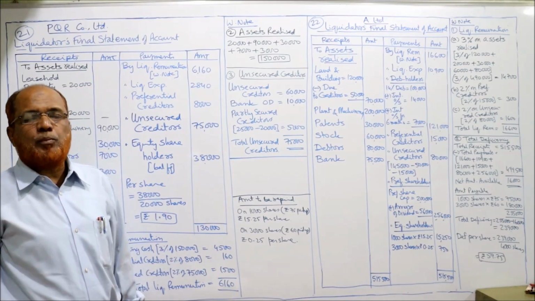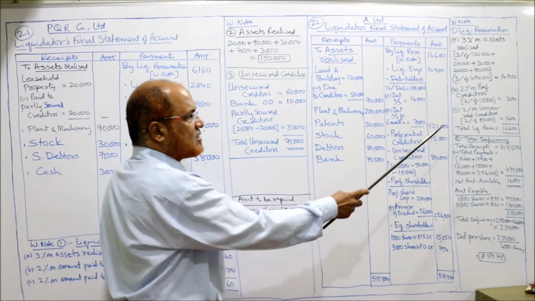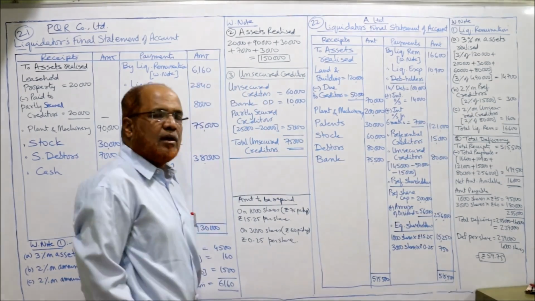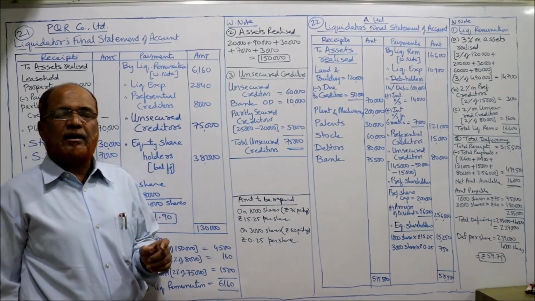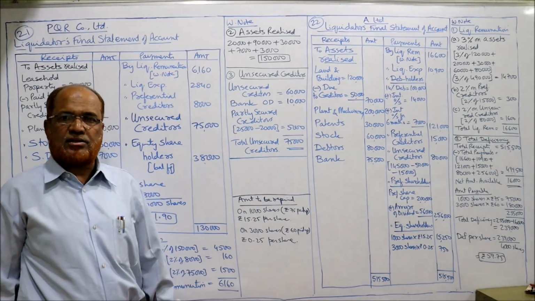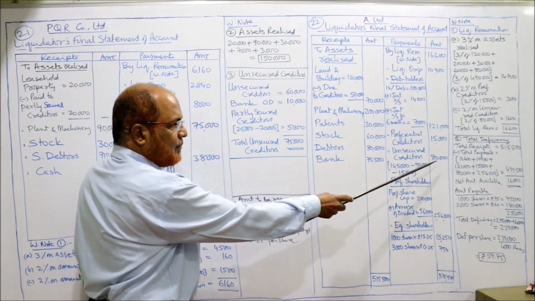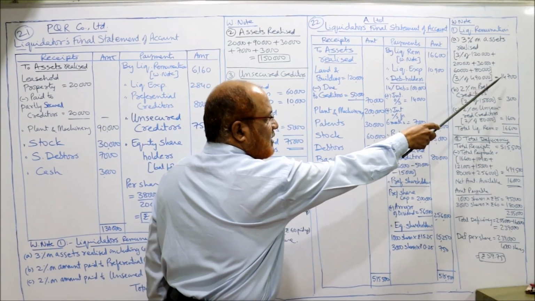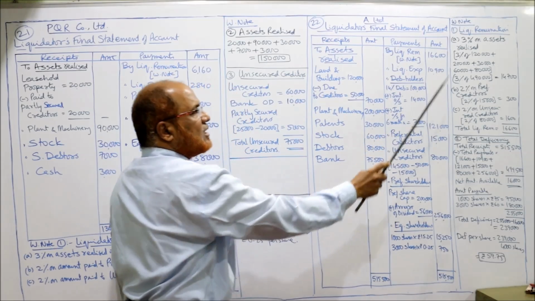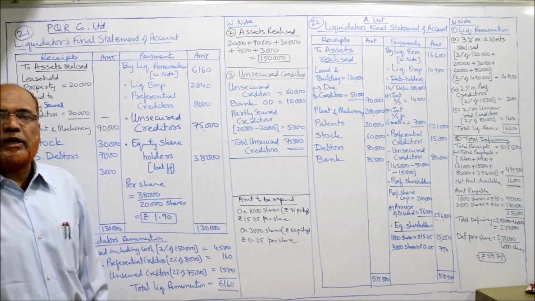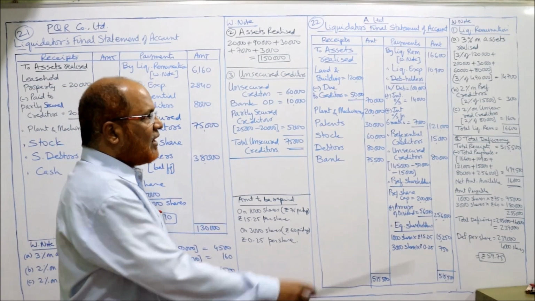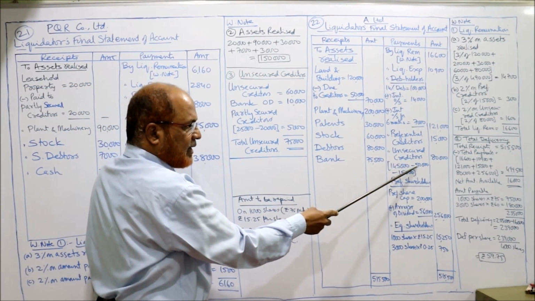Second, 2% on amount paid to preferential creditors. So preferential creditors are 15,000 into 2%, 3,000. And 2% on amount paid to unsecured creditors. Unsecured creditors are 80,000, so 2% of 80,000 is 1,600. Take the total, 16,600. This is the liquidator's remuneration. That's it. So we have taken all the amounts up to unsecured creditors.